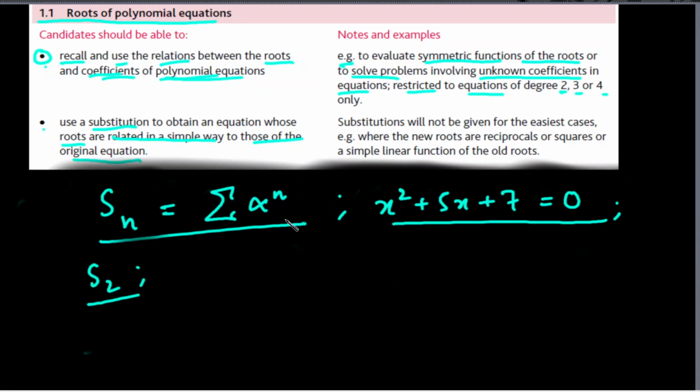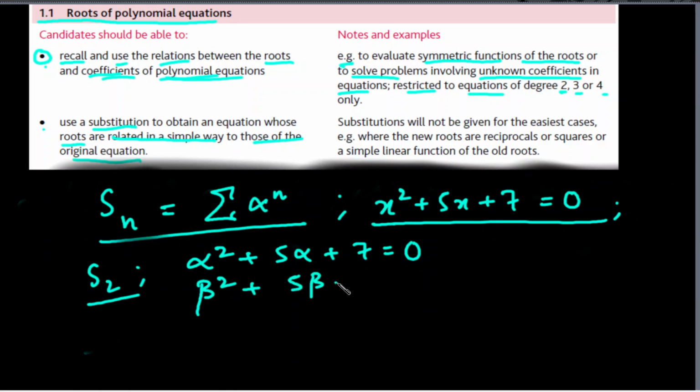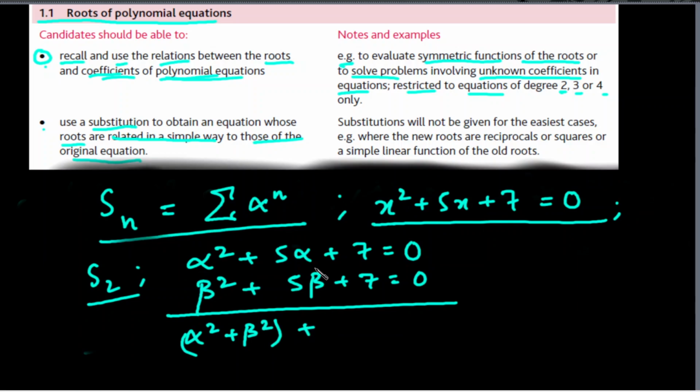We already know that alpha and beta each apply to this formula. That's why they're called the roots or the solutions. So we know that this is true, equals 0. And we also know that this is true, because each of them apply. And of course, they're interchangeable roots. What you do now is just add both of these equations up. And now what you get is alpha squared plus beta squared, plus 5 times alpha plus beta, plus 2 times 7, which is 14, equals 0.